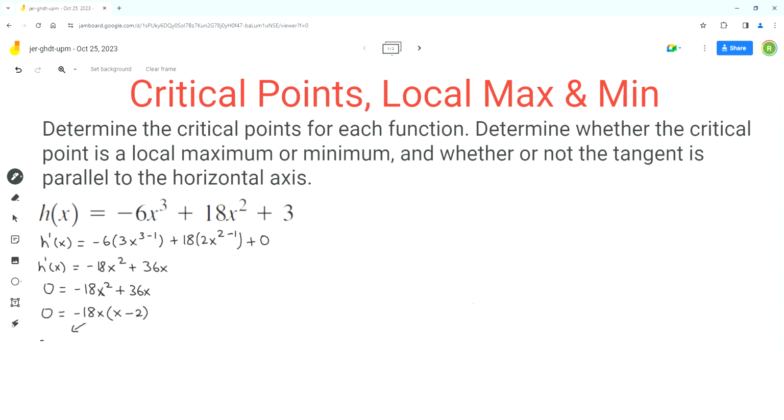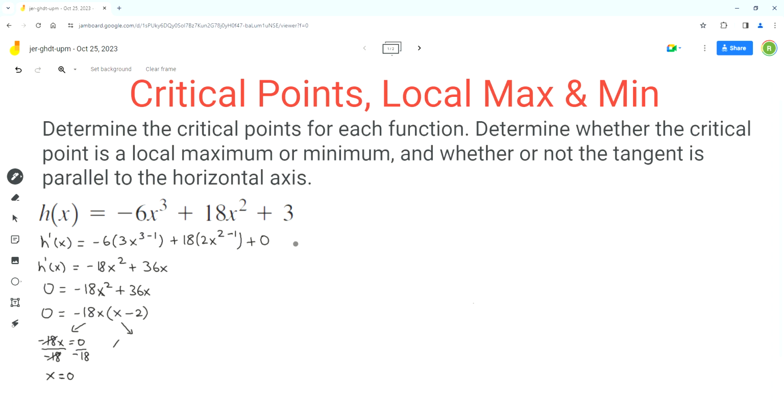The first case is negative 18x equals 0, and we can divide both sides by negative 18. So the negative 18 on the left side gets cancelled out. So we get x equals 0. So this is the first critical number.